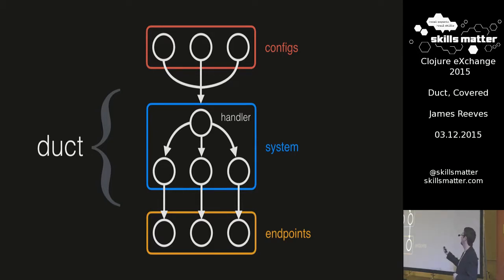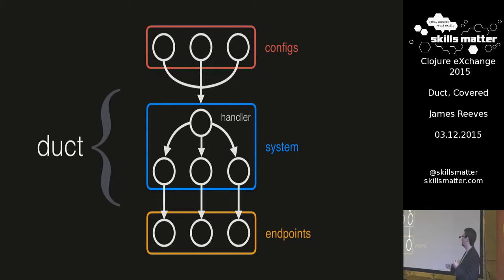We have some configurations, which are just maps, and we pull them from somewhere. And by default, Duct pulls them from the environment and has a default set of configurations. But if you wanted to use some other configuration system, like Nomad or something like that, you can. As long as it produces a map, that's all that matters. Then we pass these configurations into the system, which collects all of the endpoints, and then it passes the dependencies that the endpoints need.